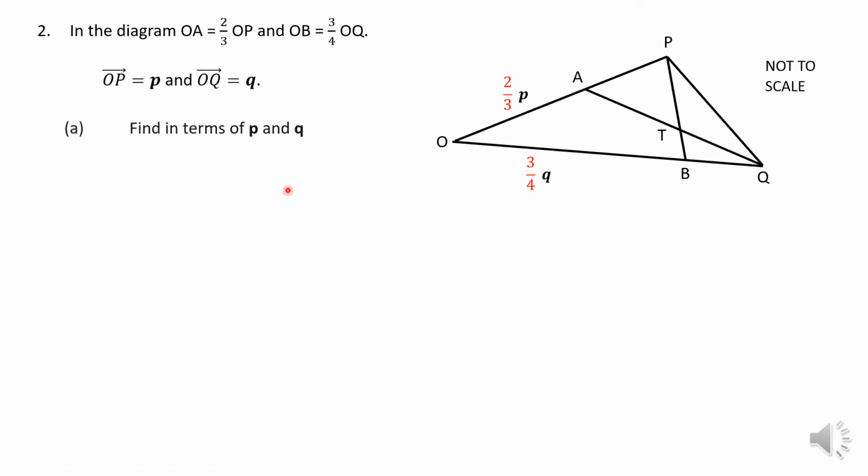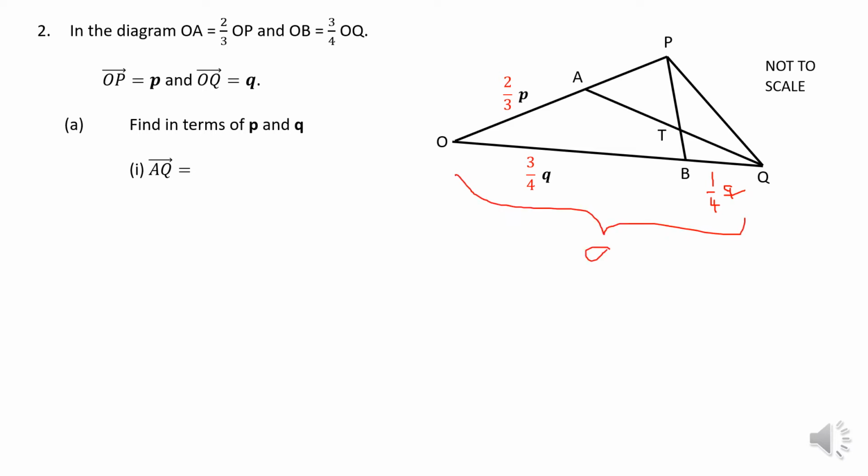You're supposed to find it in terms of p and q. You can't use bold p and q, so you write them with a line underneath. So you're going to find A all the way up to Q. But remember, this is very important so that you don't get confused: this particular distance here represents 1/4 of q. So 1/4 of q. So the whole thing here represents nothing but q.